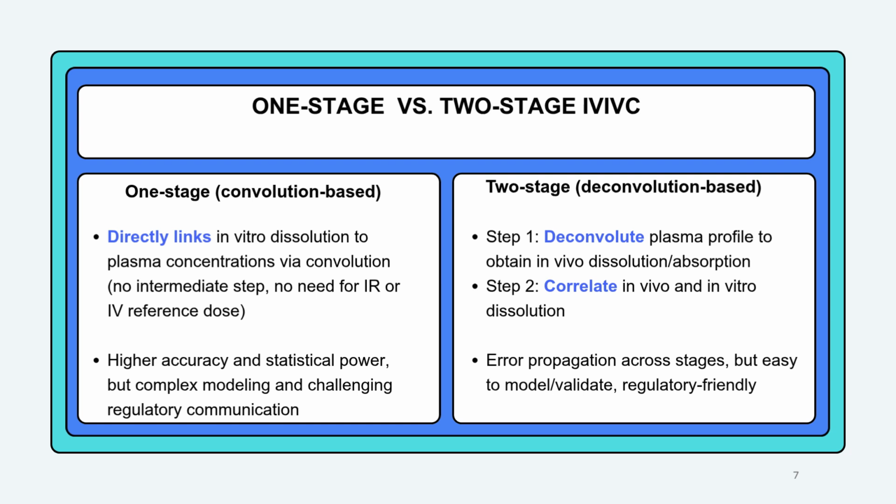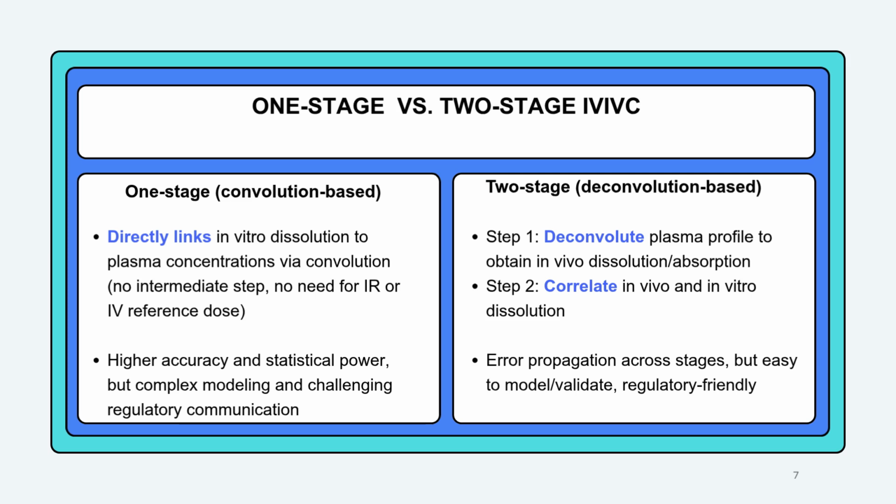There are two approaches, one-stage versus two-stage IVIVC. The one-stage method is a convolution-based approach. It directly links the in vitro dissolution and plasma concentration data using the convolution integral. This approach avoids any intermediate step errors or the need for an immediate release or intravenous reference dose.